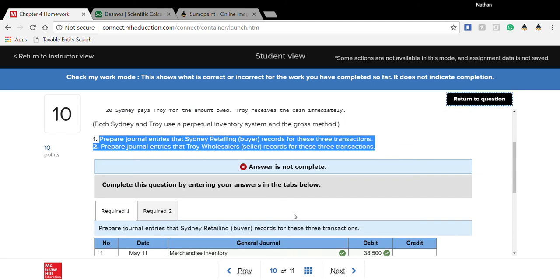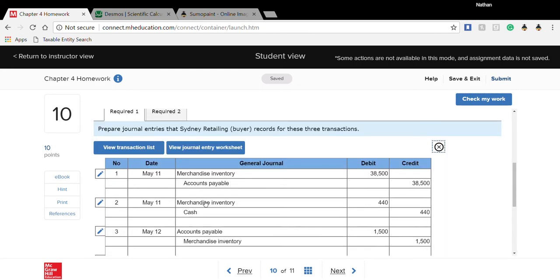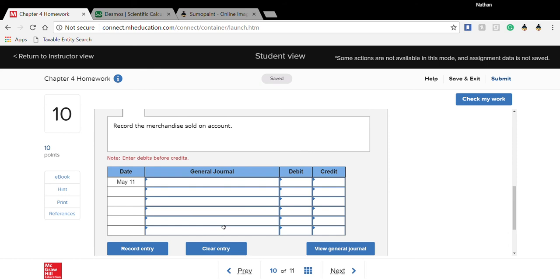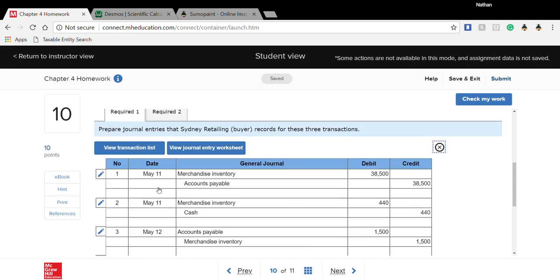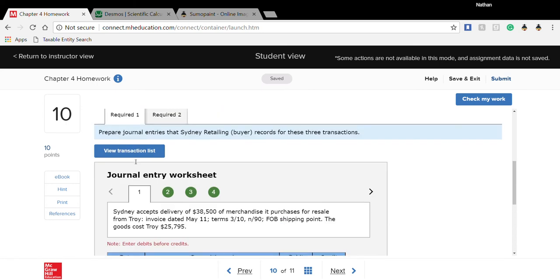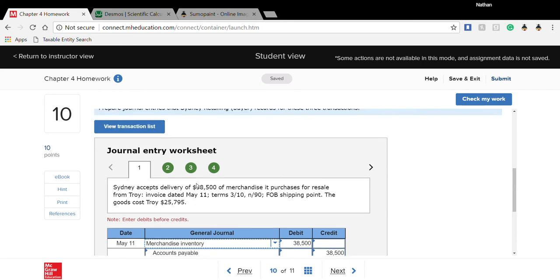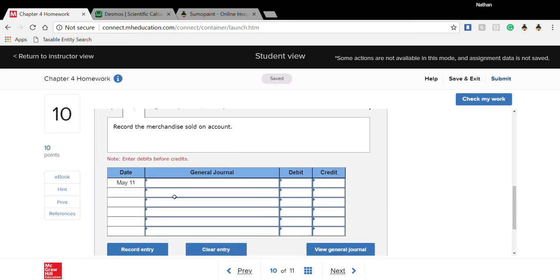Now we're going to look at required 2. We're going to do the opposite. So required 2, record the merchandise sold on account. Again, this one doesn't give us all the accounts and the numbers like the last one did. So we can always go back and look at what happened, or you can scroll up. Okay. So record the merchandise sold.